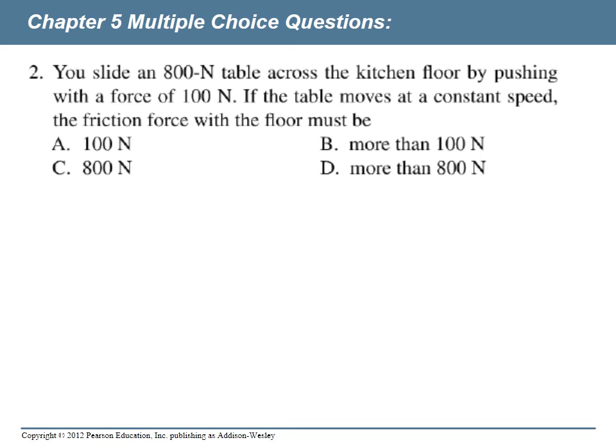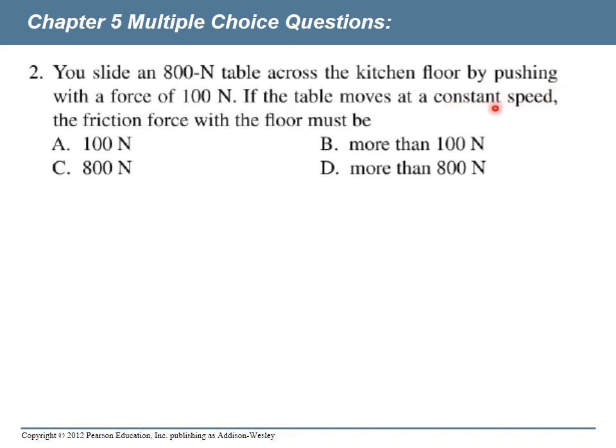You slide an 800 newton table across the kitchen floor by pushing with a force of 100 newtons. If the table moves at a constant speed, the friction force with the floor must be what? So we have some table that has some weight, and we're going to push it across the floor with 100 newtons. And the key here, and this is something to watch for in your questions, quizzes, tests, whatever, life: the table moves at a constant speed.